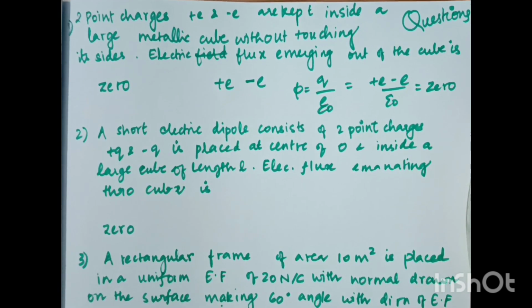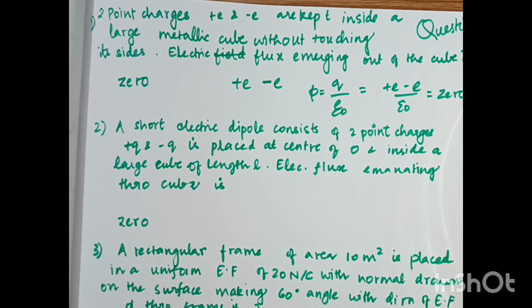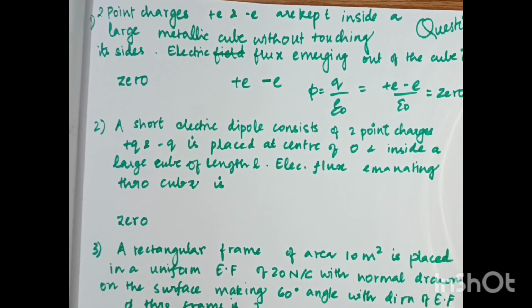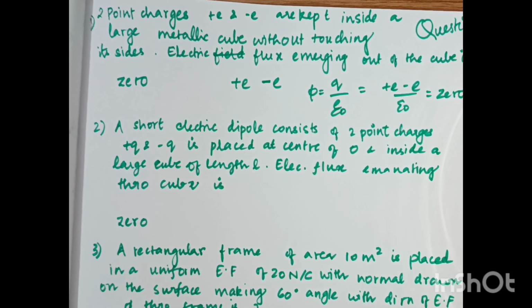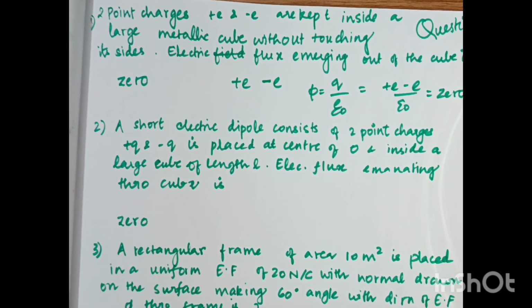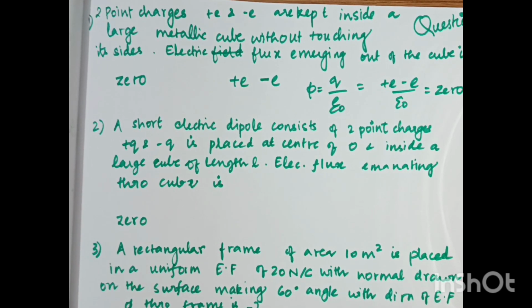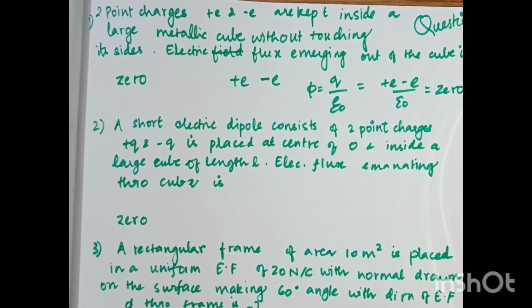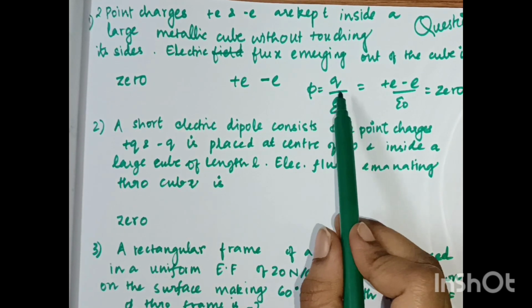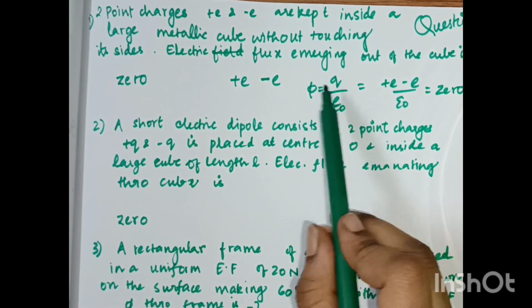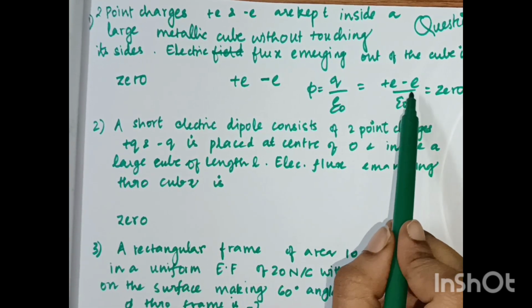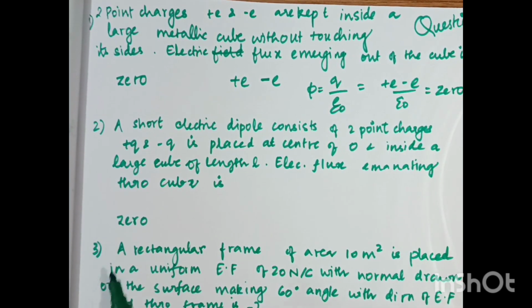Let's just see the questions. The first question: two point charges plus E and minus E are kept inside a large metallic cube without touching its sides. Electric flux emerging out of the cube is. So inside a very big cube, we have placed two charges, one plus E and one minus E. So what is the flux through that? We know phi equals Q enclosed by epsilon naught. What is the Q enclosed? Plus E minus E, so it is 0. That is the answer to the question.